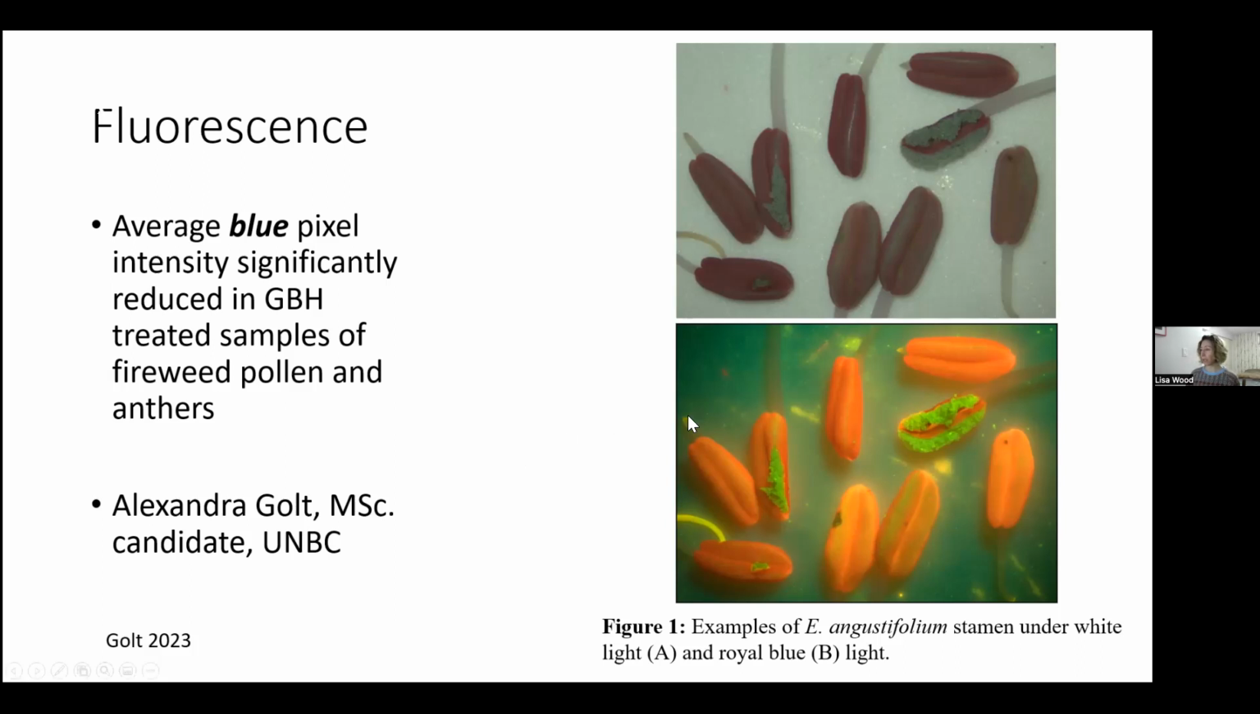And in fact, in the fluorescent images, Ali did find that the average blue pixel intensity is significantly reduced in treated samples. So what that means is that under certain conditions, there is less blue reflectance happening. And so bees who actually prefer the blue, they're more attracted to the blue light, according to some of the literature that's out there. This could potentially be problematic, but yet to be determined. We're still connecting those dots.